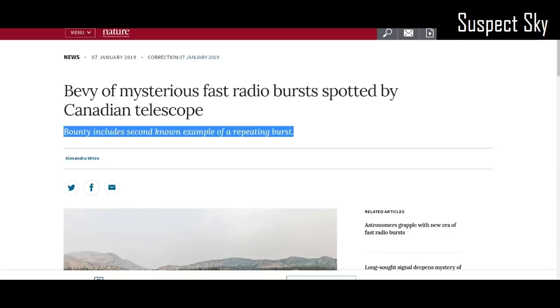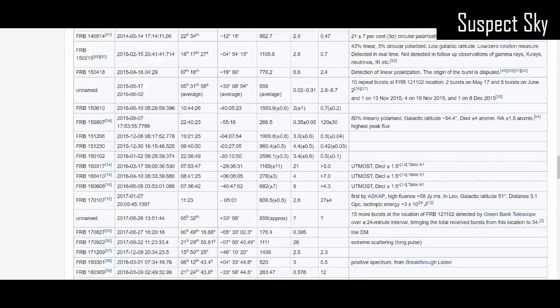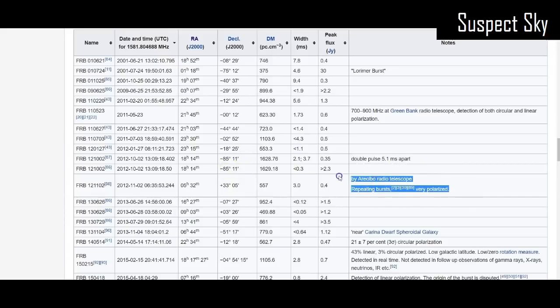The vast majority of FRBs are non-repeating. They are single one-off events, which has led many astronomers to conclude that FRBs are produced by one-off cataclysmic events, such as the collision of asteroids into a neutron star, or other bizarre astrophysical phenomena. But there is this one repeating fast radio burst, detected by the Arecibo telescope, called FRB 12-1102, which means November 2nd, 2012. This repeating fast radio burst has been repeating for many years, and we've picked up dozens and dozens of signals from this singular instance of an FRB.